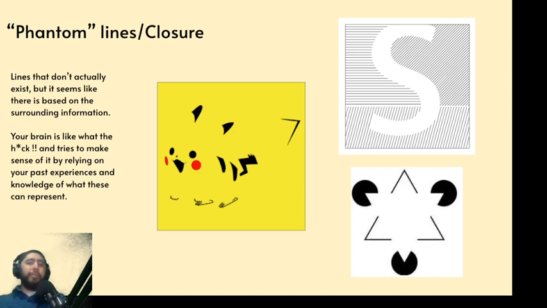Even though there's no outline to really define what this is, we still know from experience that, okay, our brain is wanting to make sense of this. So that's what it does. Okay, that's Pikachu. Same thing with this S right here. And on the bottom right, there is no white triangle here, but it appears to be just because these lines are cut in a really weird way that doesn't make sense. So our brain sees there's a white triangle on top of these.